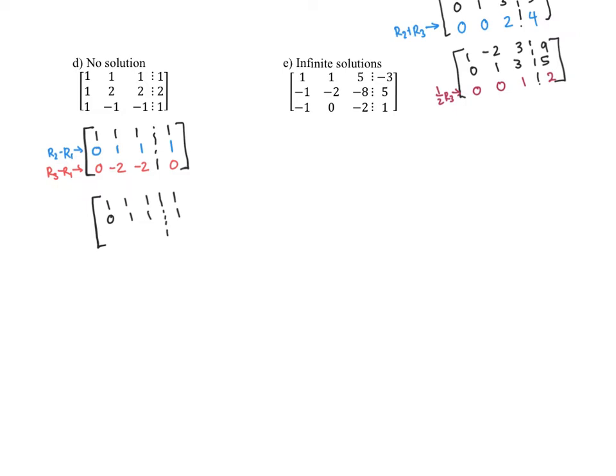If I multiply row 2 by 2, I can cancel it. So I'm going to go ahead and do that. So 2 row 2 plus row 3. 0 plus 0, 2 minus 2, 2 minus 2, 2 plus 0 is 2.